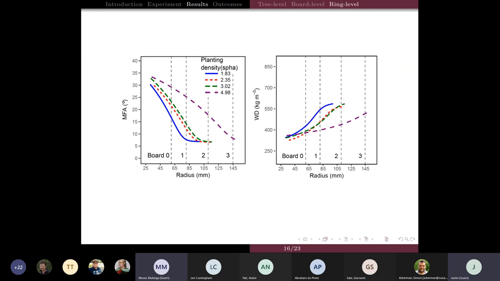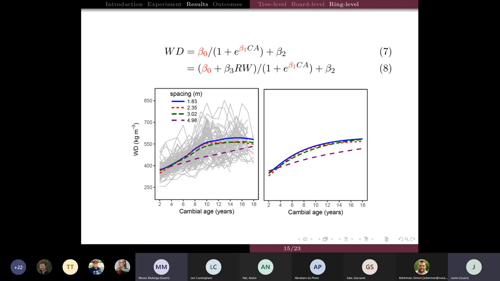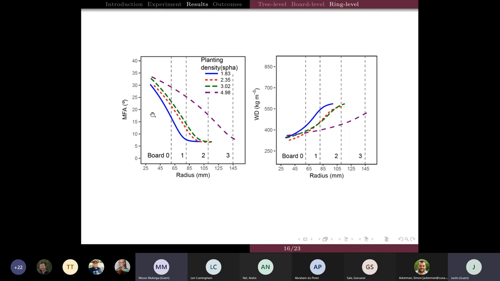So if we look at the practical implications of that, the previous graphs over here were all on a cambial age basis. But if we consider the ring widths and we displace those rings according to the different growth rates, we can then see some more differences. Whereas 403 mainly was different from the rest, on the basis of distance from pith, we see some more differences coming in between the closer spacing treatments.